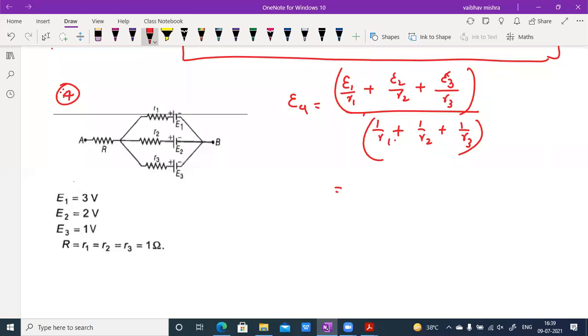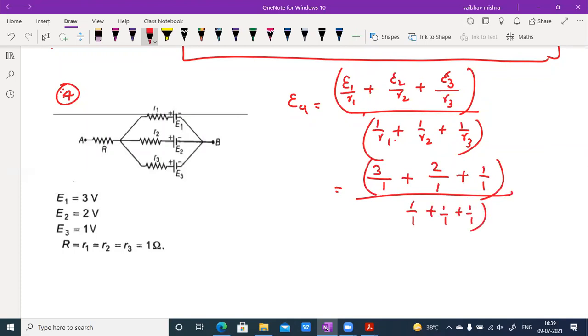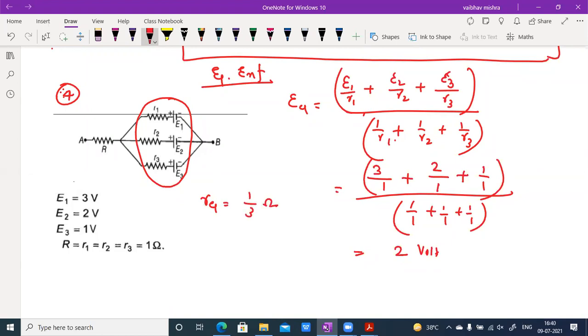So E1 is 3 and all the resistances are 1. So 3 plus 2 plus 1, all the EMFs are in the same direction, each divided by 1, over 1 by 1 plus 1 by 1 plus 1 by 1. So that is 3 plus 2 plus 1, 6, divided by 3 is 2. So equivalent EMF is 2 volt. If we combine these three cells in parallel, the equivalent EMF of this combination, by the formula that we derived last class, is coming out to be 2 volt. Equivalent internal resistance, because all three are the same, becomes 1 upon 3.